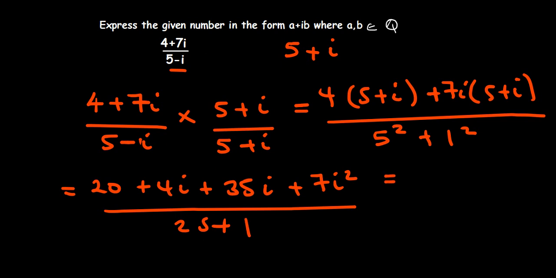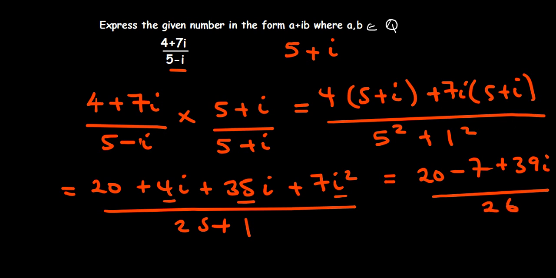Where there's i squared, I can replace it with negative 1. Then I will get negative 7, so I have 20 minus 7. If I group, we can add this part: 4i plus 35i, I get 39i. So that will be plus 39i, then divided by the bottom, where I add 25 plus 1 and get 26.